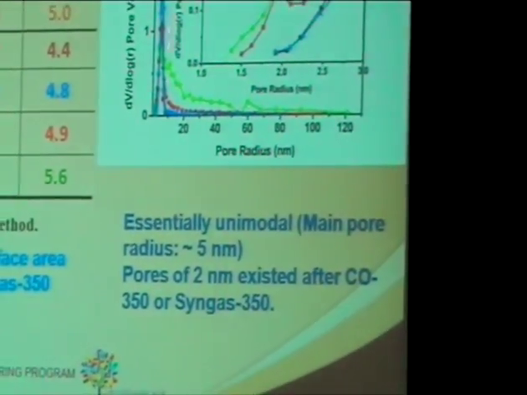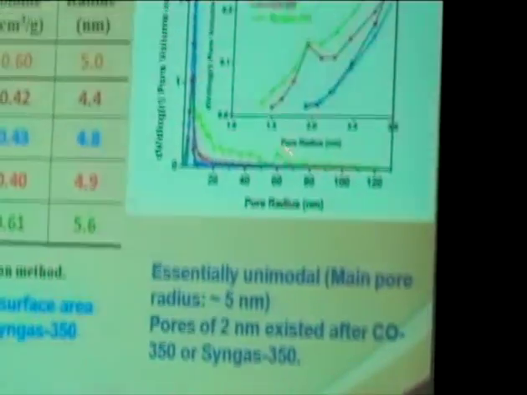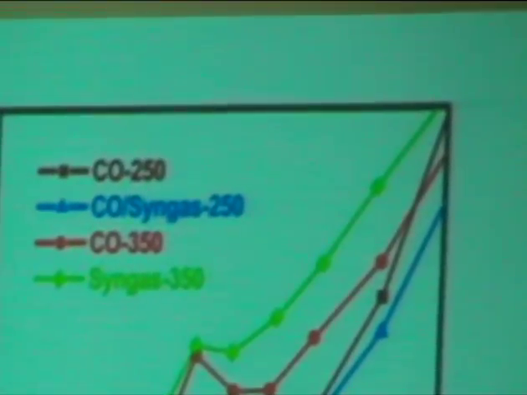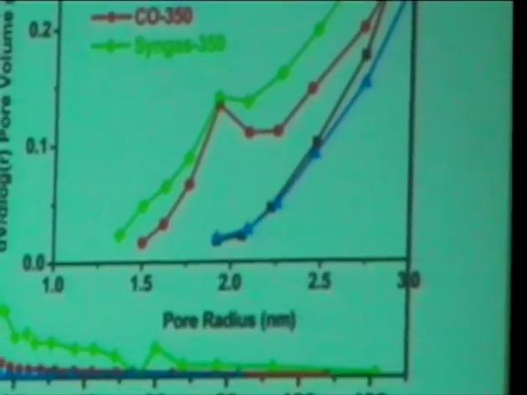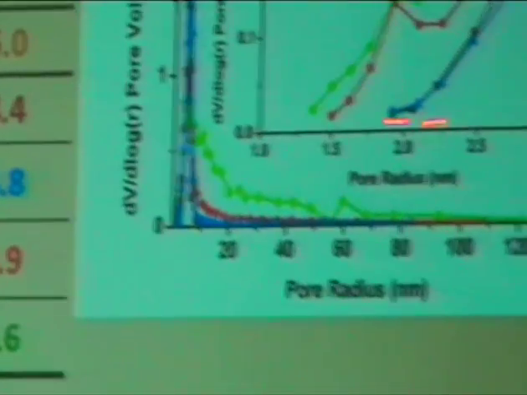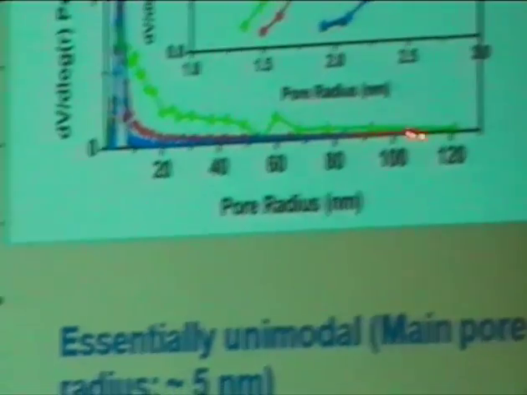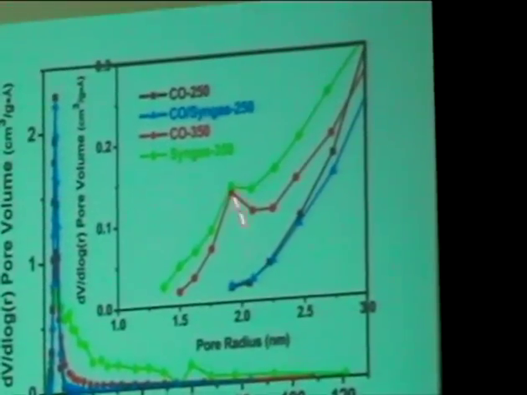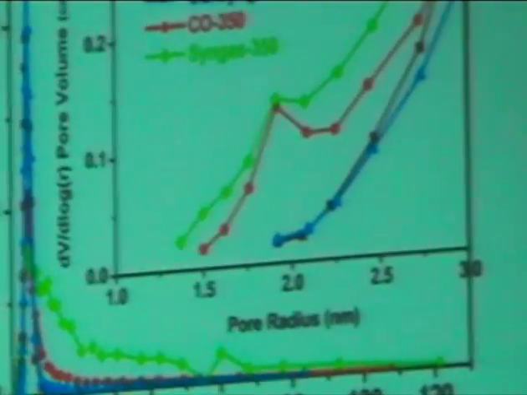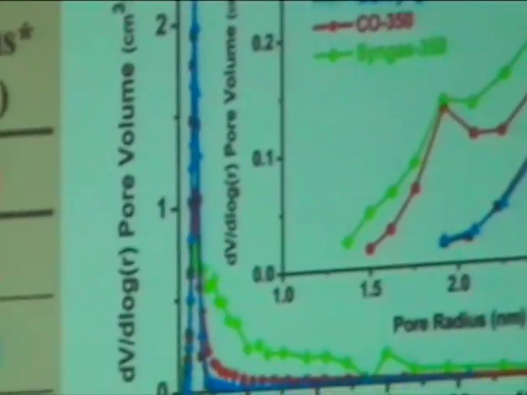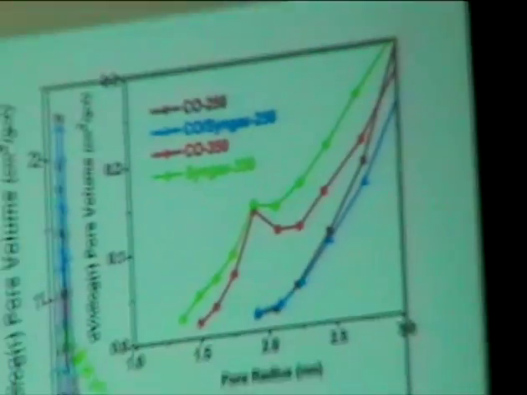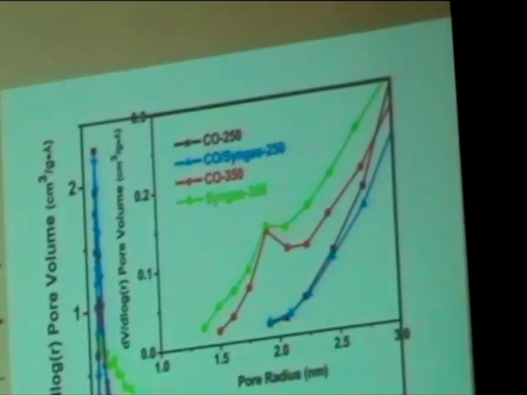If you look at the pore size distribution, you can see it's broader with syngas pretreatment, but there's this dominant peak, so it's essentially unimodal at 5 nanometers. But if you look at the finer picture at the smaller radii, which you can't see on this scale, there you can see some peak at about 2 nanometers after high temperature treatments, either in CO or syngas. So there's maybe some partial pore blocking with carbon.